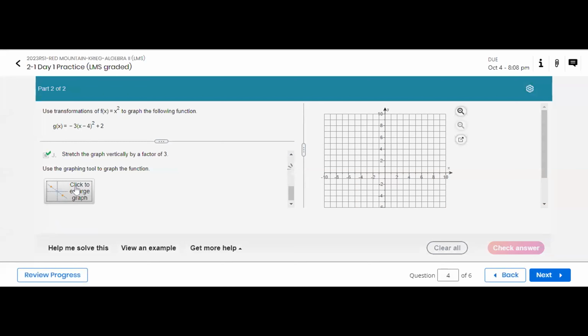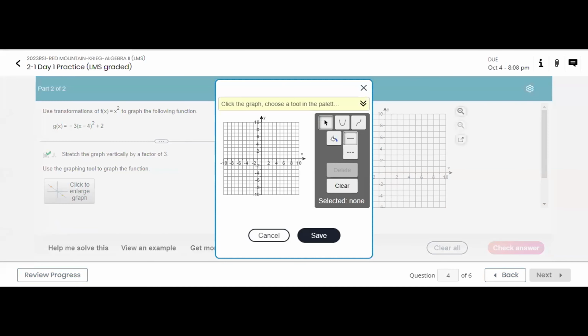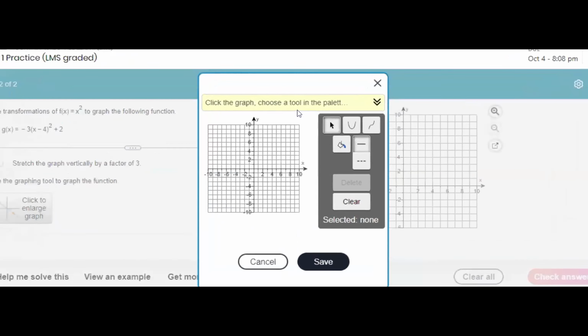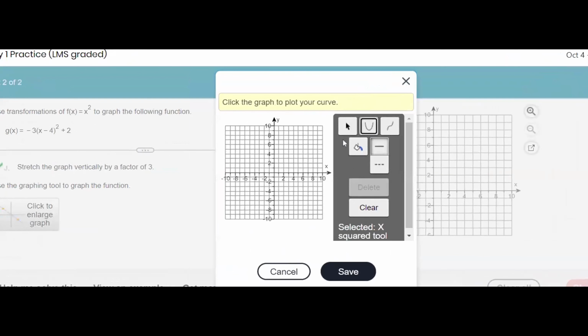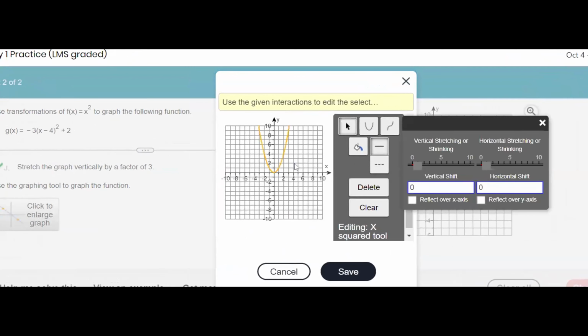Okay, so this one you're going to grab the parabola tool, and then put it at 0, 0. This time we're going to put it at the vertex, which is 4, 2. 4 comma 2, right 4 up 2. Okay, right there. And now notice it gives you stuff on the right there.